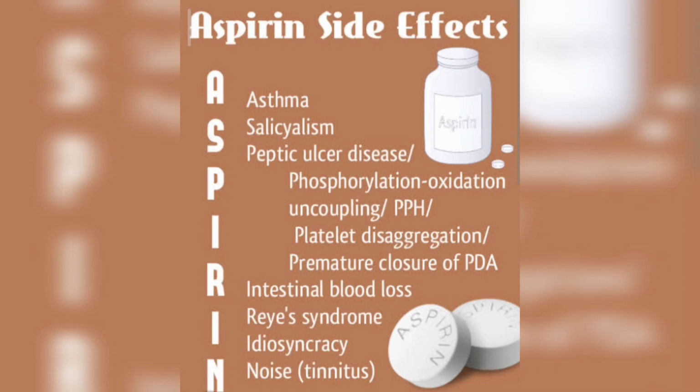phosphorylation oxidation uncoupling, or PPH, platelet disaggregation and premature closure of patent ductus arteriosus in infants or in babies. And here R stands for intestinal blood loss. I stands for intestinal blood loss, and R stands for Reye's syndrome. I stands for idiosyncrasy, and N stands for noise, tinnitus.